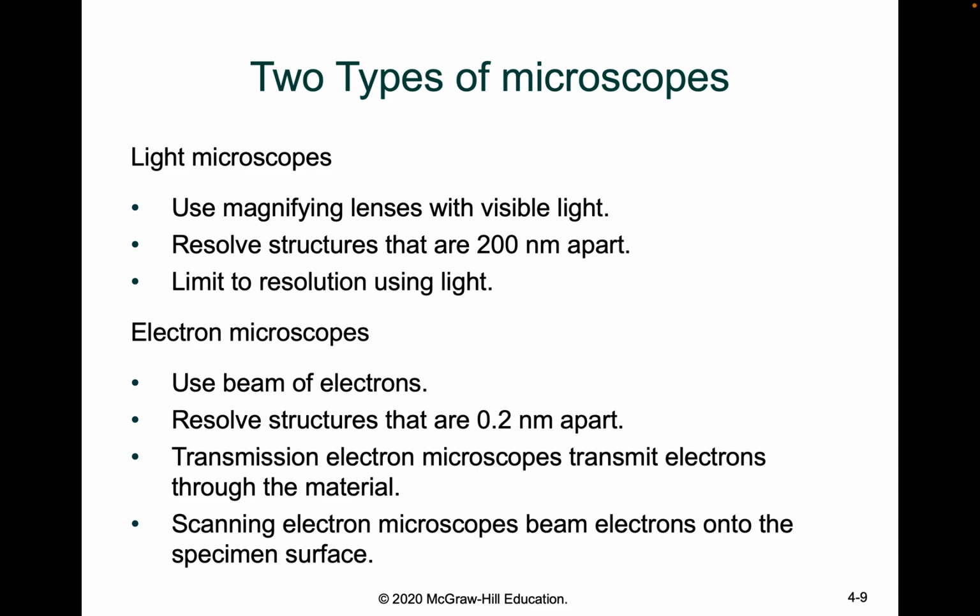Different from light microscopes, electron microscopes use a beam of electrons, and this beam of electrons is shot at your specimen. And of course, the wavelength that is shot back is about 0.2 nanometers, and that's why we're able to see or resolve these structures.